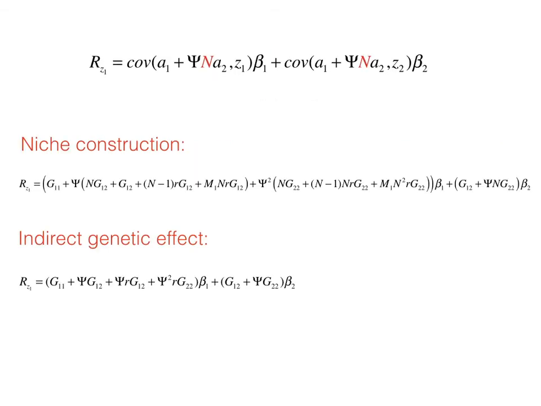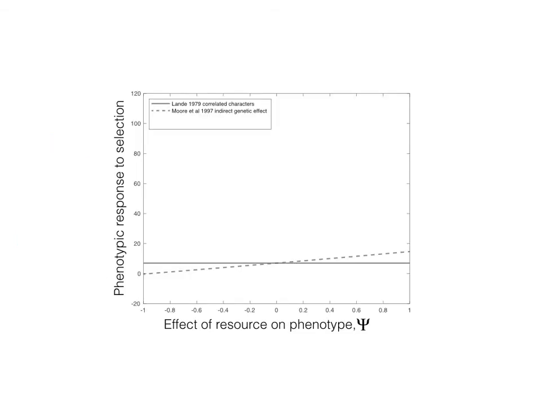Okay. And we can do the same thing with this model that we did with the previous model. So we can calculate the covariance between the breeding value and the phenotype and multiply it by the selection gradients. So for our indirect genetic effect, we've already seen this equation, and that's what we get. And for the niche construction, we get this absolutely beautiful equation up here. But we don't have to look at it for too long, because we can just plot it on our graph.